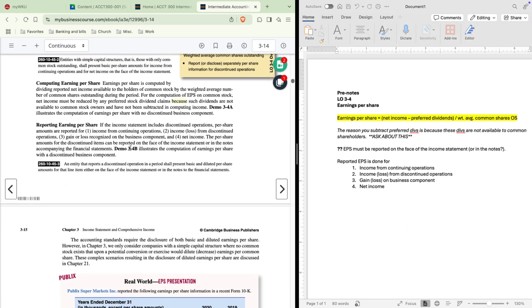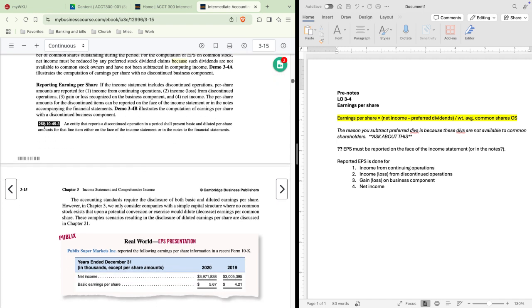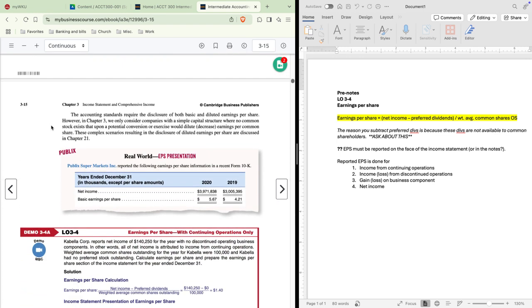Demo 3.4, there's just a demonstration problem there. So, okay. Again, this is 260, 1045.3. We've already talked about that. Accounting standards require the disclosure of both basic and diluted earnings per share. However, in Chapter 3, we only consider companies with a simple capital structure where no common stock exists upon potential conversion or exercise that would dilute earnings per share. So what this is saying is that accounting standards require you to report earnings per share both for basic and diluted. But the next sentence says in Chapter 3, they don't consider anything that would be diluted. So that means we're only doing basic earnings per share.